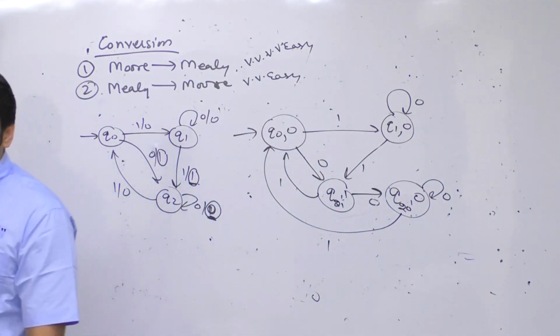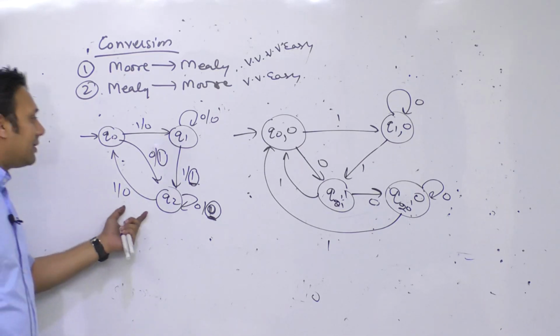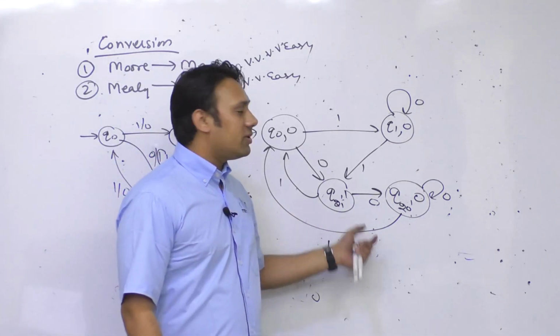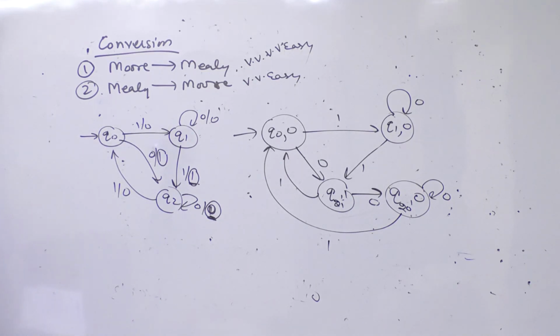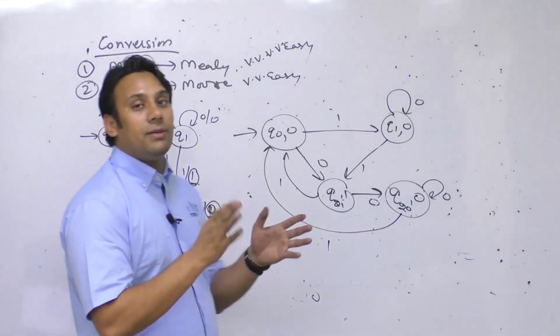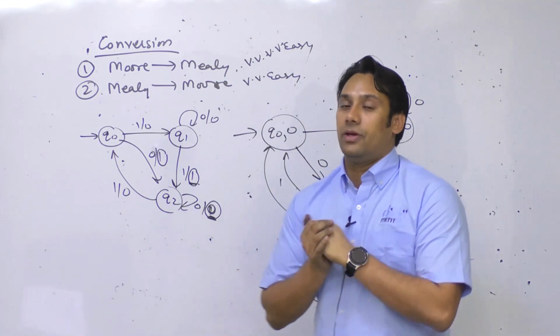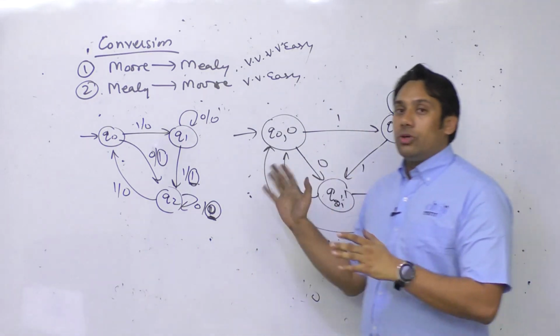Okay, so now you can clearly see I have converted this Mealy machine to a Moore machine, and this Moore machine has 4 states while this Mealy machine had 3 states. And this way you can easily convert a Mealy machine to a Moore machine. Okay, so I hope that you understood this.